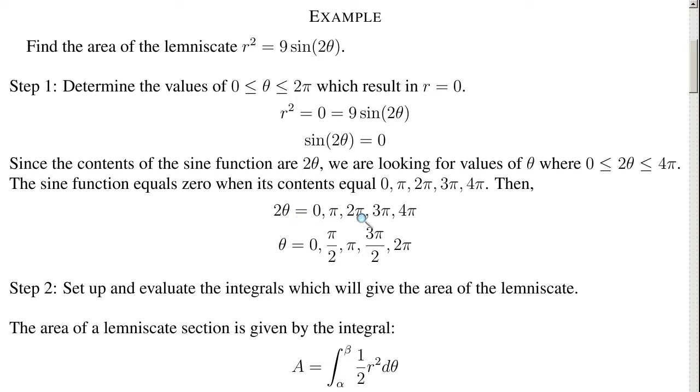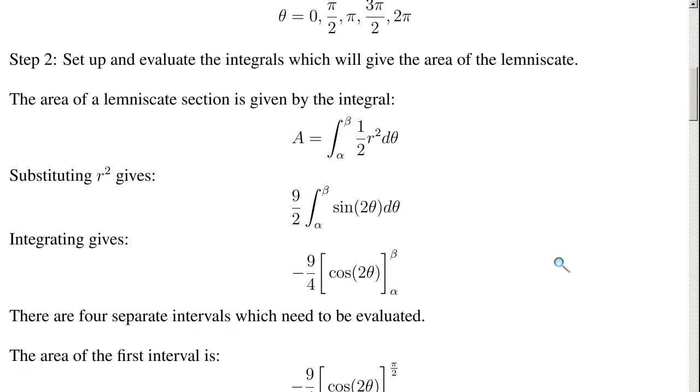Those are the contents that are going to give us sine of the contents equals 0. Then we can simply divide both sides by 2 to get theta equals 0, pi over 2, pi, 3 pi over 2, and 2 pi. So these are our limits that we're going to use for our integrals, these values of theta right here. Okay, so on to step 2.